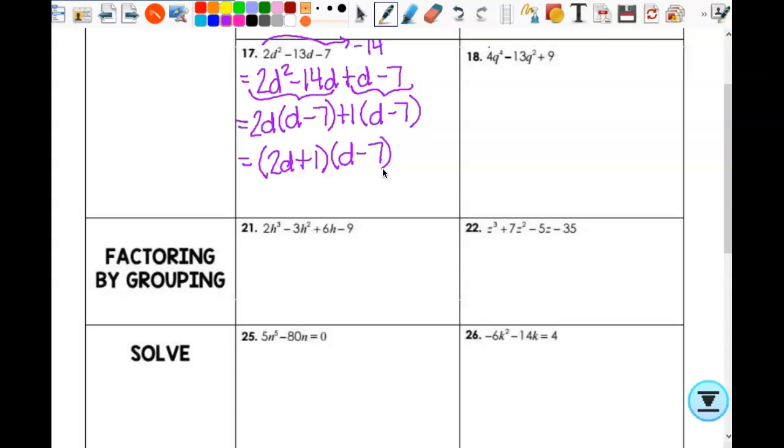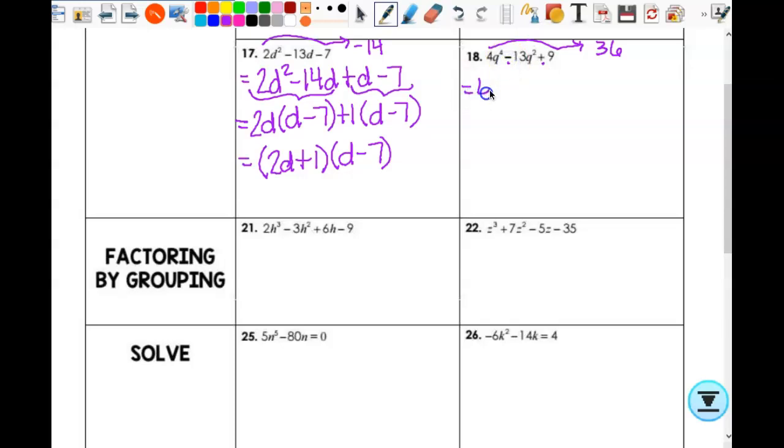I'm going to have to do 4 times 9. What's that? 36. So now I need two numbers that multiply to give me 36 and combine to give me a negative 13. Negative 4 and negative 9. Does it make sense that they're both negative? Yes, because this is positive, which means the signs have to be the same. This is negative, which means that they're both negative.